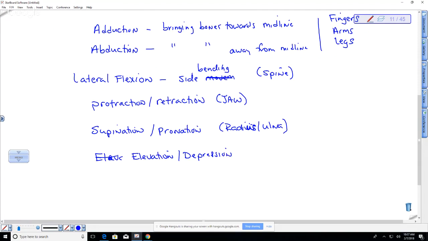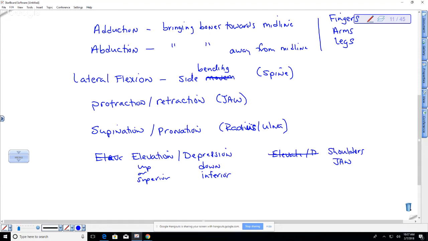So to elevate would be to bring it superior, so to move it up. Depression is down or inferior. Obviously I can elevate and depress my jaw. So I can open my mouth when I depress my mandible, or I can close my mouth when I elevate my mandible. But you can also do this with the shoulders. I can elevate my shoulders and I can depress my shoulders. Shoulders and jaw. Okay.